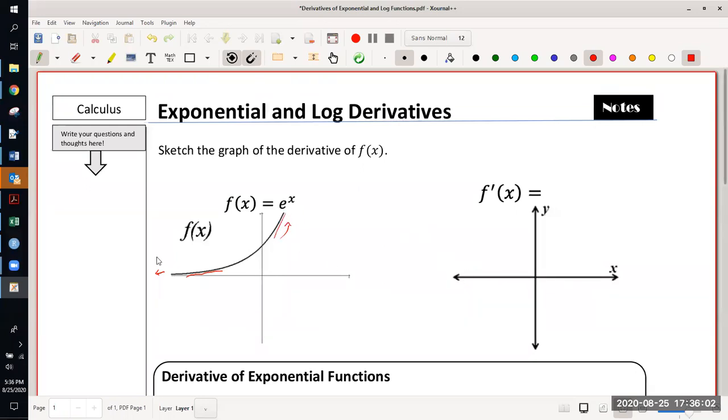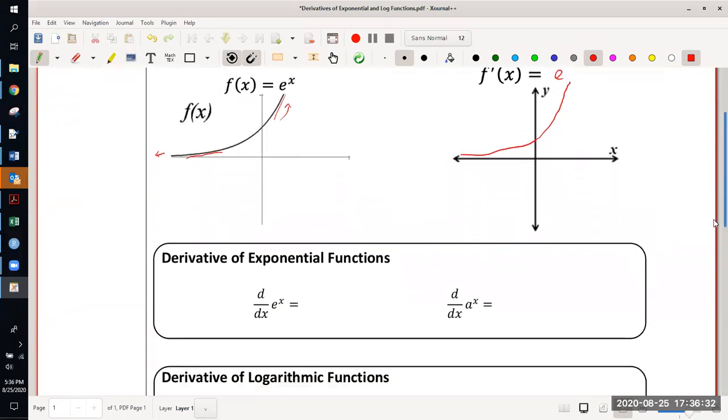So essentially what we have is out here, the slope is close to zero, and then it gradually increases like this. And in fact, if you compare these two functions, you'll see that they look the same. And in fact, they are. The derivative of e to the x is actually e to the x. And this is the only function that has that property, where the derivative of the function is the function itself.